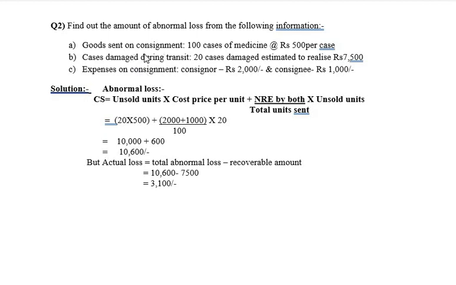Now, it is being said that 100 cases were being sent at rupees 500 per case. So the total cost of goods sent is going to be 100 into rupees 500 per case. Cases damaged during transit is 20. So 100 minus 20, because only 80 cases were being sold. Out of 100, 20 were damaged, so 20 were unsold. Expenses incurred by the consignor are non-recurring expenses, that is 2000 and 1000. So let's calculate abnormal loss.